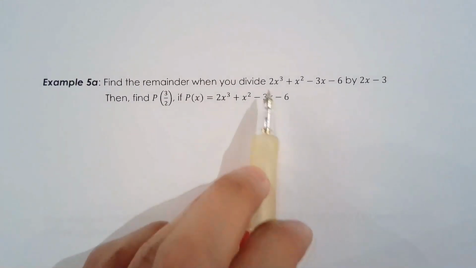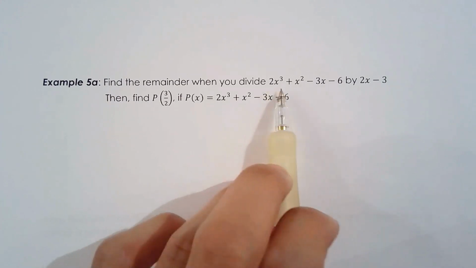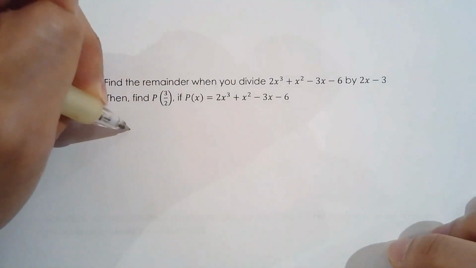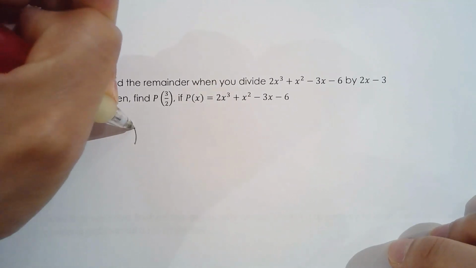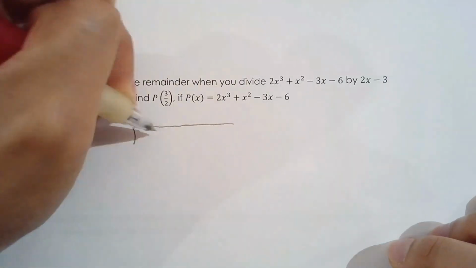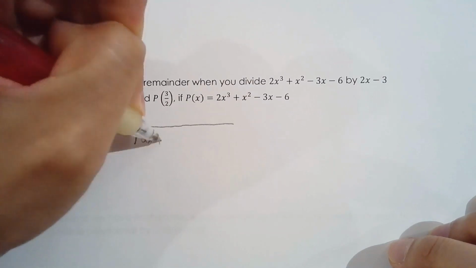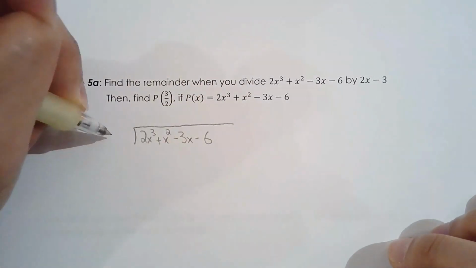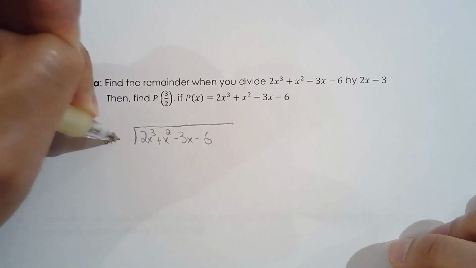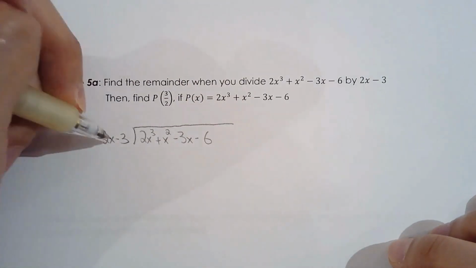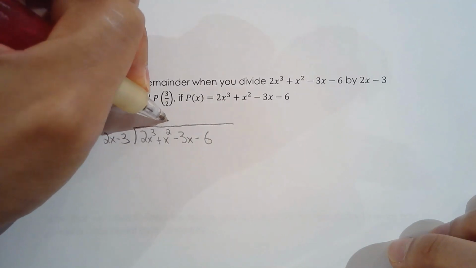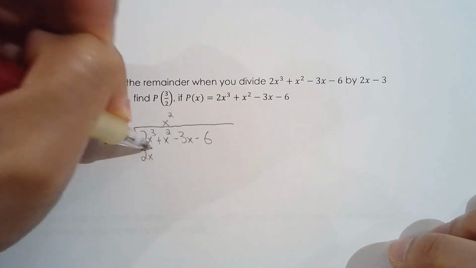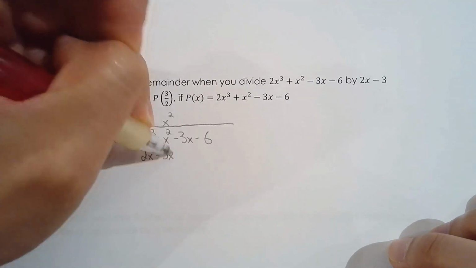Okay, so I divide 2x cubed plus x squared minus 3x minus 6 by 2x minus 3. So we write 2x cubed plus x squared minus 3x minus 6, and the divisor is 2x minus 3. I'm going to multiply by x squared, right? 2x times x squared is 2x cubed, minus 3x squared.